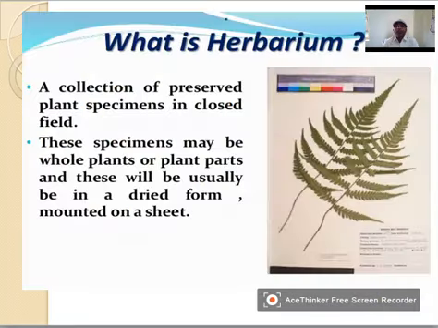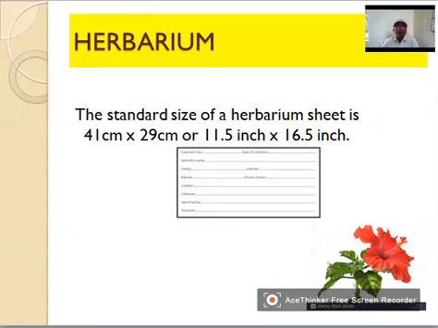Now here, this is the size of the herbarium sheet. The standard size of a herbarium sheet is 41 cm by 29 cm or 16.5 inches by 11.5 inches. So this is the standard size of the herbarium sheet, and here this is the label of the sheet.